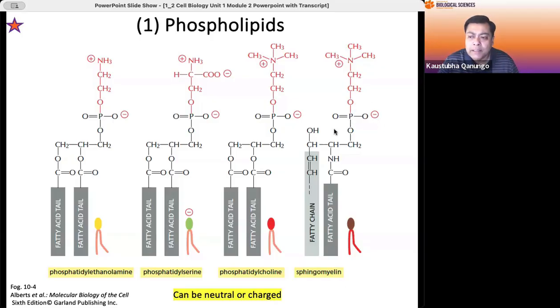So the sphingomyelin contains a phosphate group, and you see that here you have a plus charge and a minus charge. They neutralize each other, so this will also be a neutral lipid. Out of all those, the only negatively charged phospholipid is the phosphatidylserine. Other than that, phosphatidylethanolamine, phosphatidylcholine, and sphingomyelin are all neutral lipids. So just the general structure of that will be helpful.